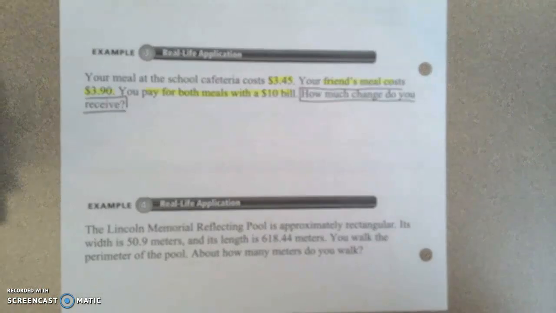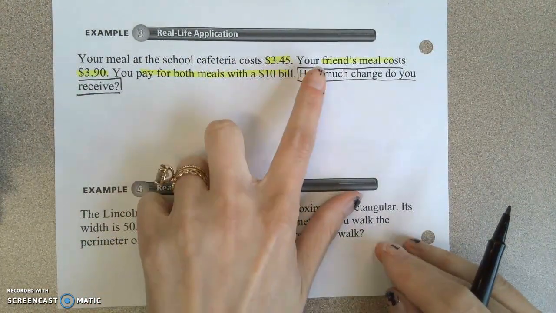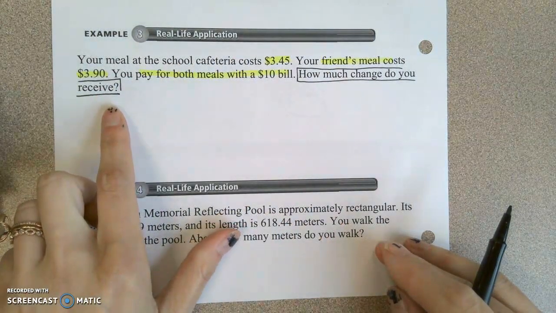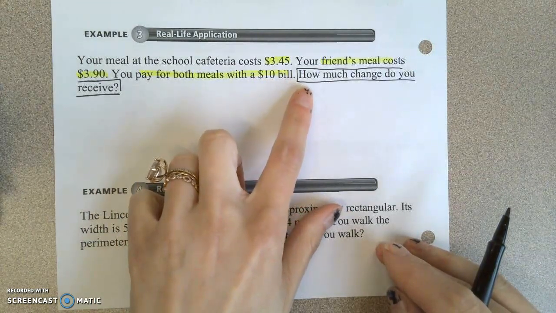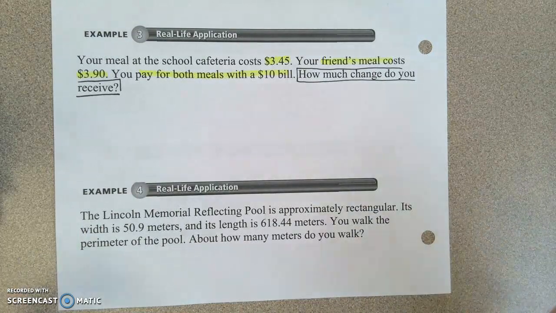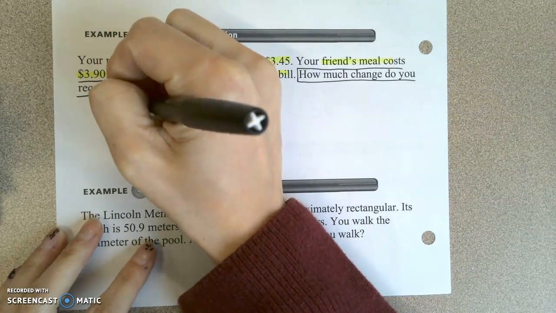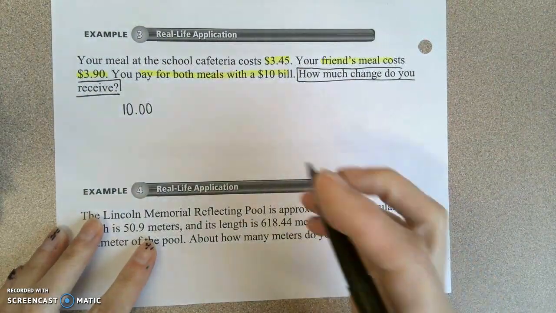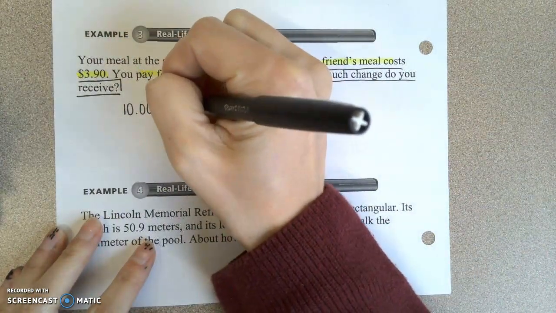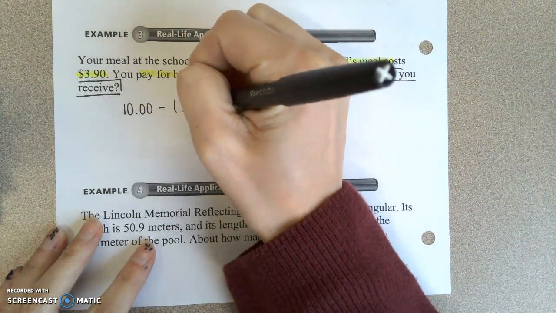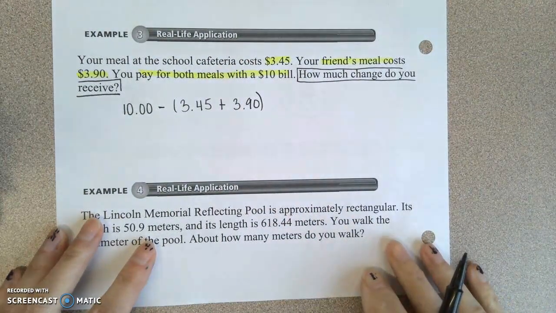In this next one, you go to the school cafeteria and your meal is $3.45. Your friend's meal costs $3.90. You pay for both meals and you give them a $10 bill. We want to figure out how much change you receive, how much change you get back. I'm going to start with the $10. $10 is what I pay. So I'm going to set up an expression here. I have $10, and we're going to subtract the cost of our meals. So we need to add that cost together. So the $3.45 plus the $3.90.